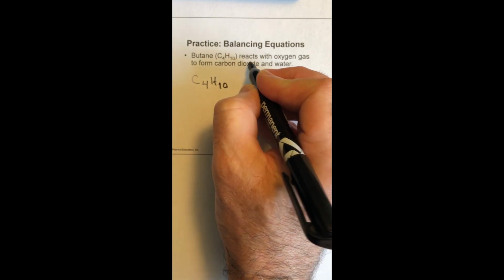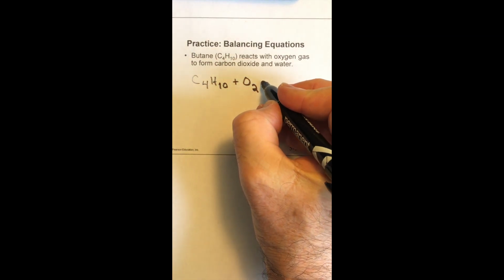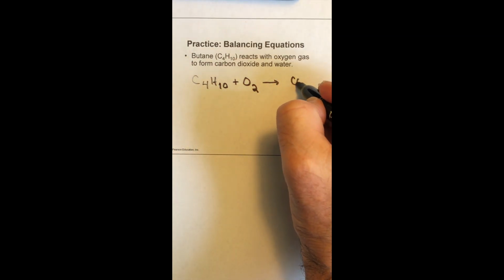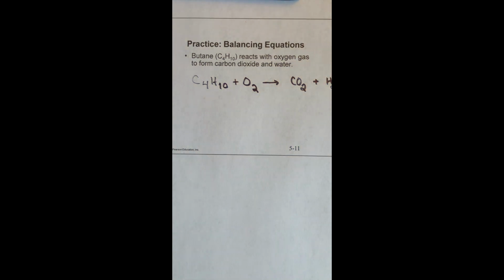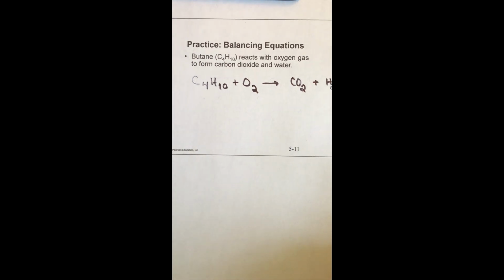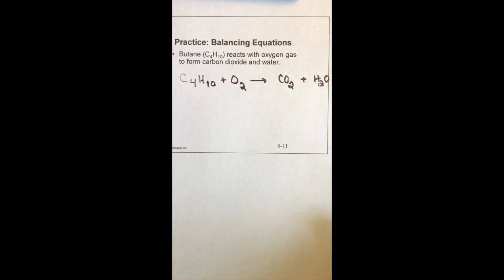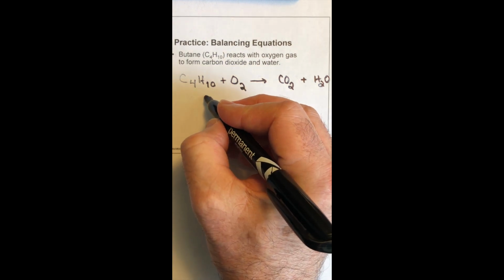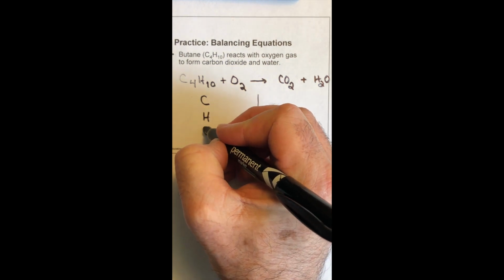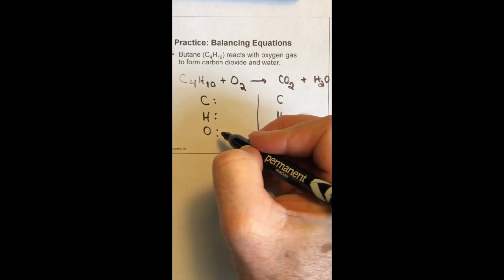C4H10 reacts with oxygen gas, and we've already determined that that should be O2. And then we're going to get carbon dioxide and H2O. Oh, let me slide this over here a little bit so we can see the whole thing. There we go. Sorry about that. Okay, let's use the shortcut method here. And let's start out by listing the elements on both sides, C, H, and O. Let's see how many we have on each side.